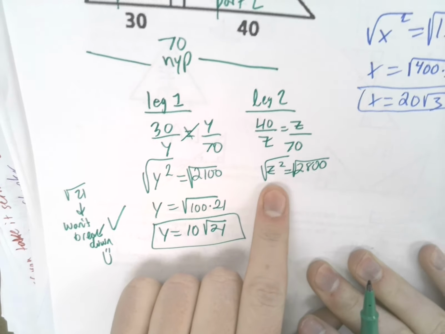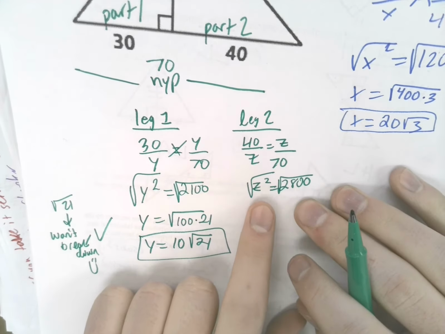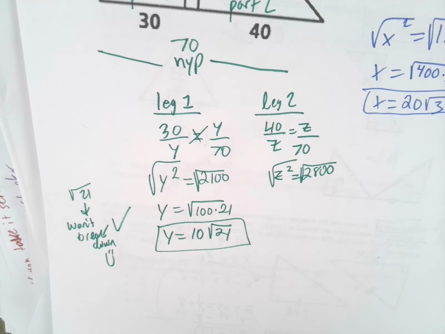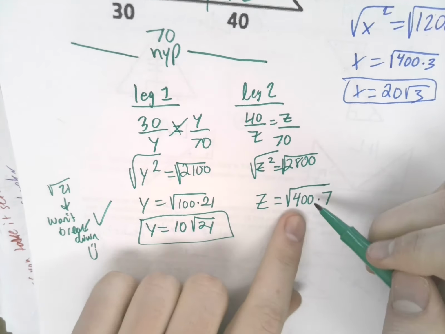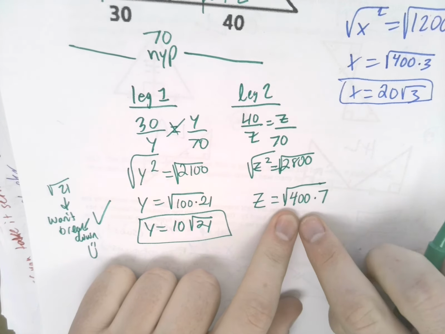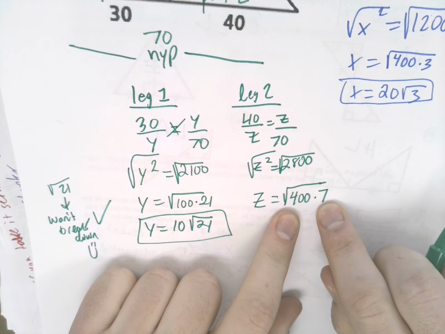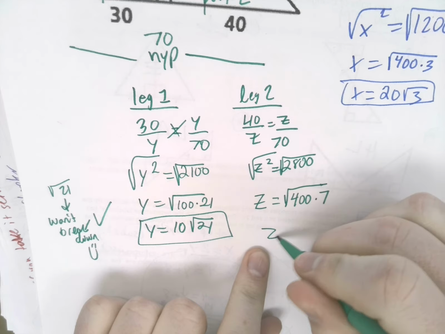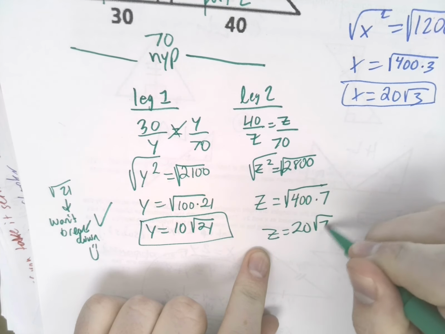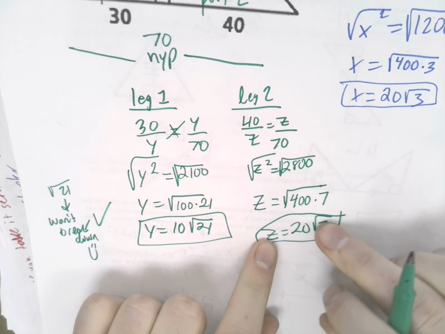Try leg 2 if you haven't already, guys. If you haven't, go ahead and pause and try leg 2. So I found 400 yet again. It'll go into 2800 7 times. The square root of 400 is 20 times the square root of 7.